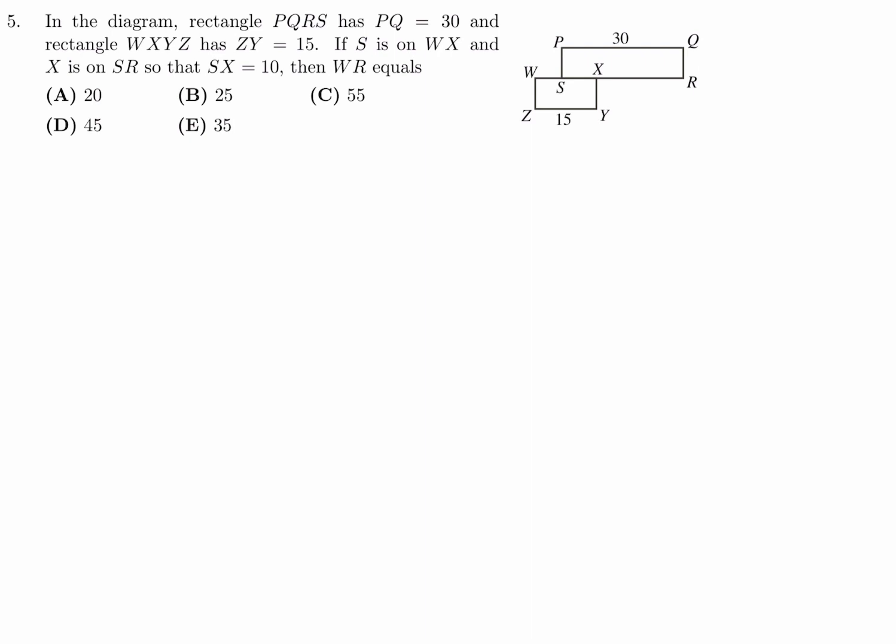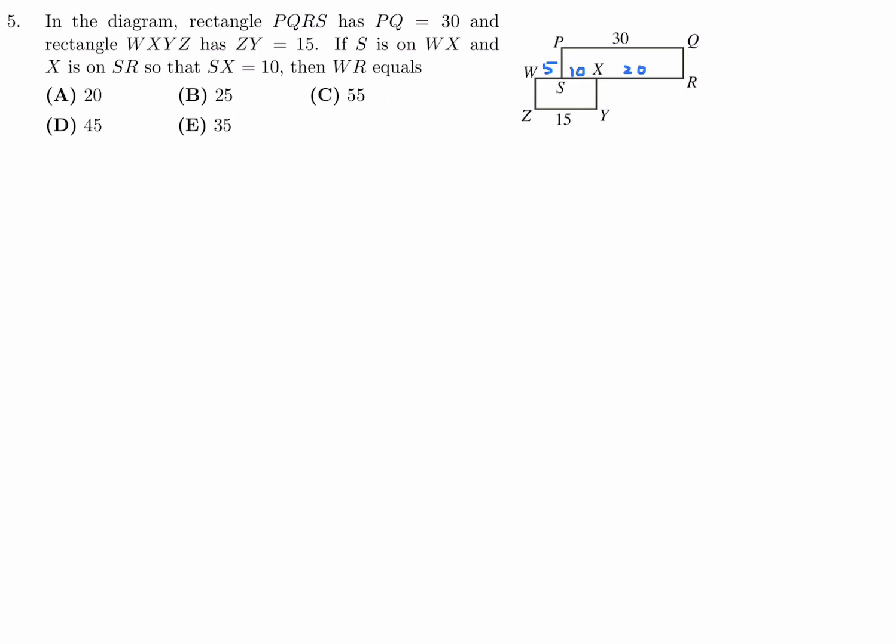In the diagram, rectangle PQRS has PQ equals 30, and rectangle WXYZ has ZY equal to 15. If S is on WX and X is on SR, so that SX is 10, then WR is equal to. Well, SX is 10 right here, and therefore, if this is 30 and this is 10, then this XR must be 20. And then in a very similar way, if this is 10 and this is 15, then this little guy, WS, must be 5.